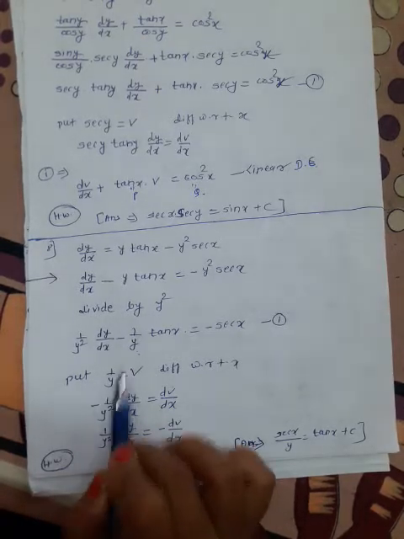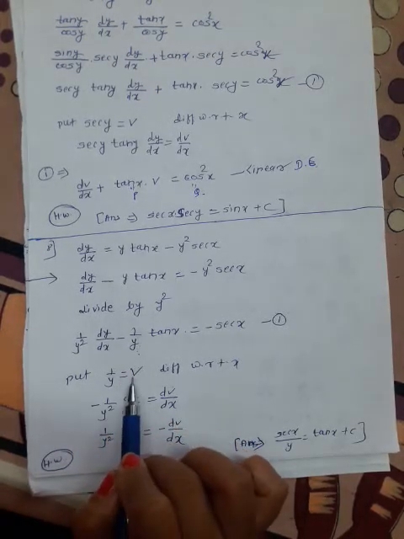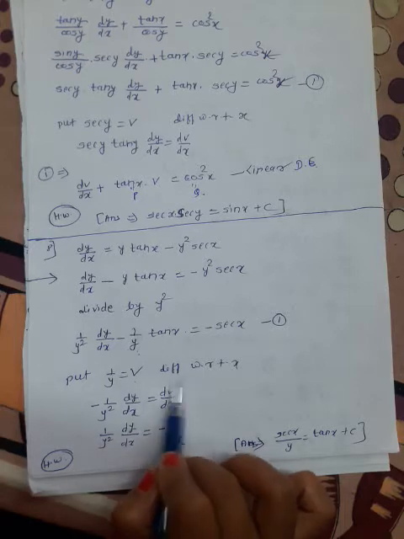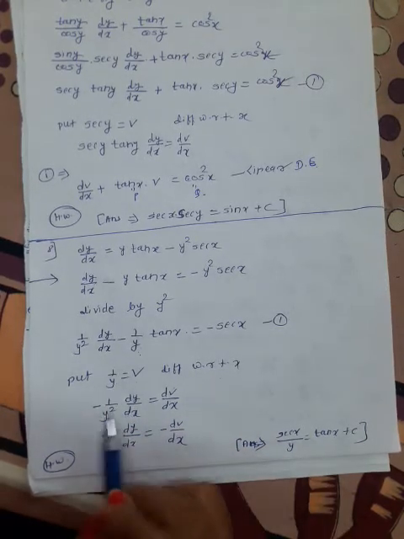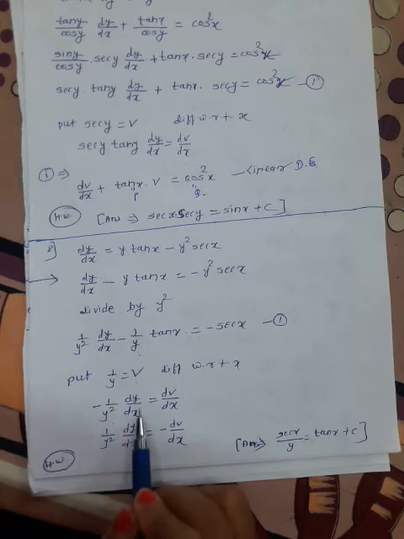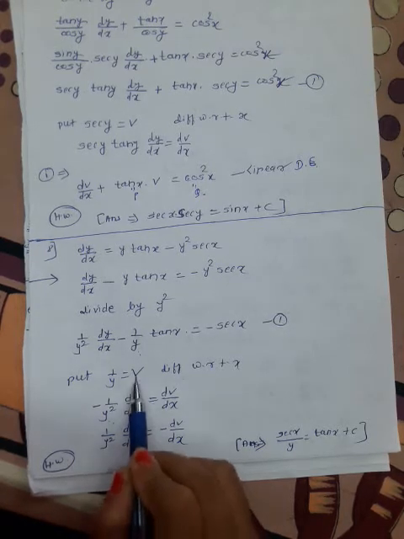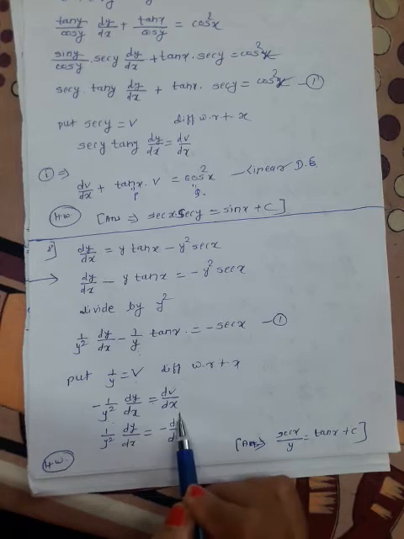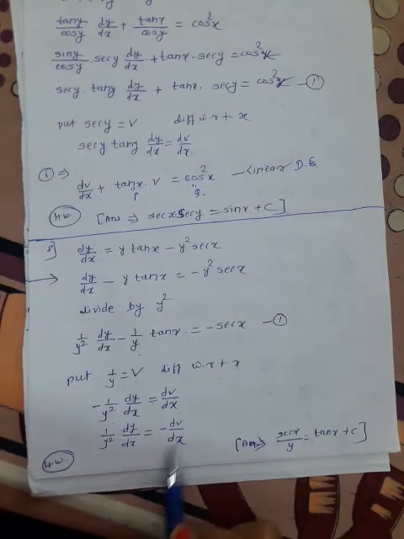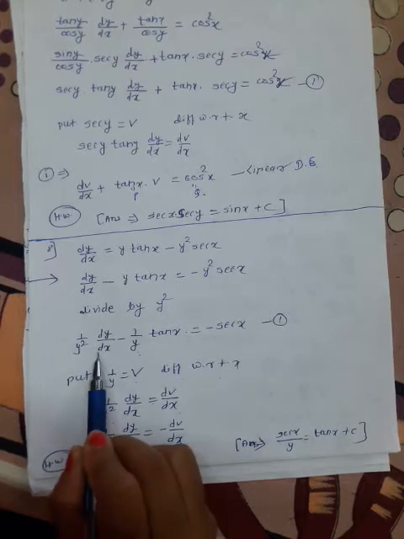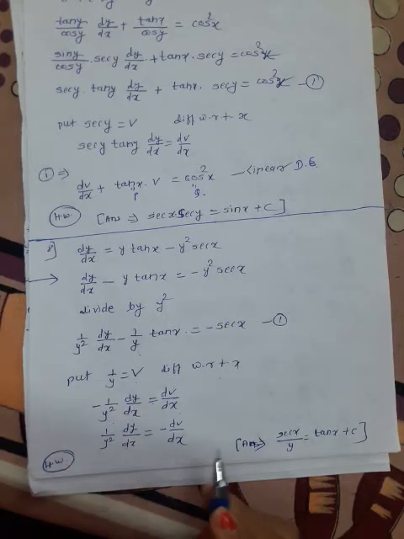That's why the next step will be putting 1 upon y is equal to v. Now differentiate this equation with respect to x. What we get? 1 upon y derivative is minus 1 upon y square, y derivative is dy by dx, is equal to v derivative is dv by dx. Now we don't need this minus. Take this minus on RHS side. Now put these values here. What do we get?